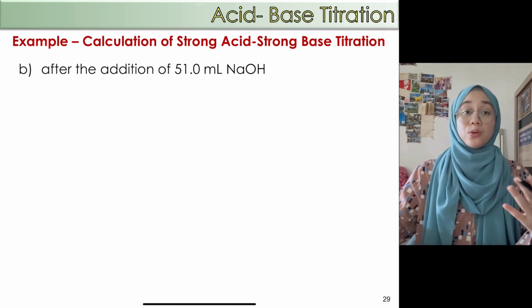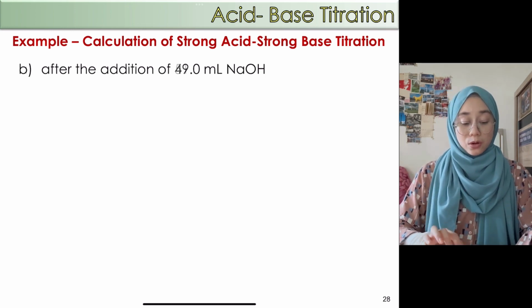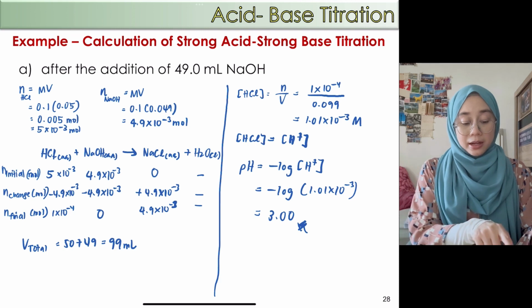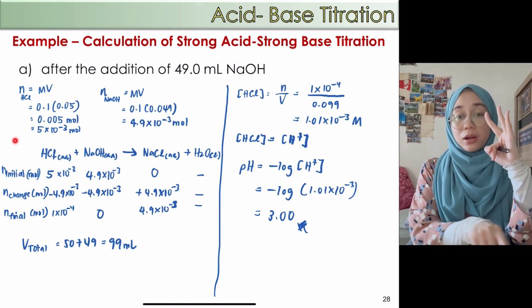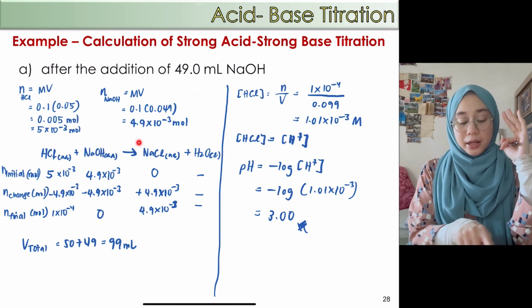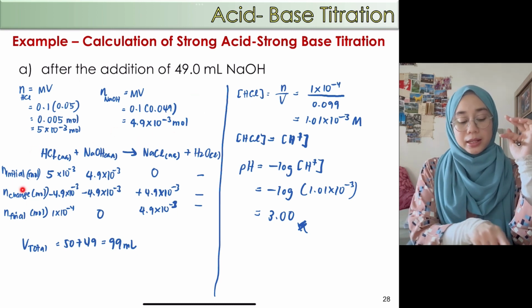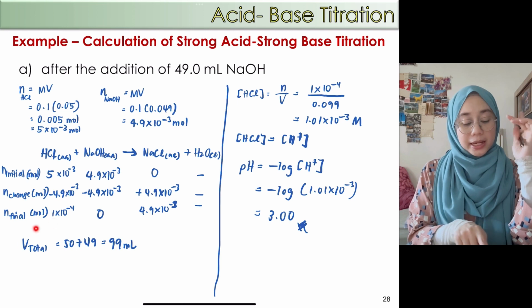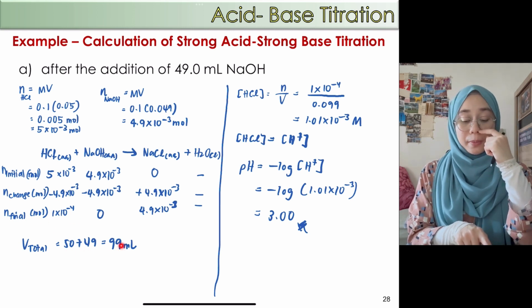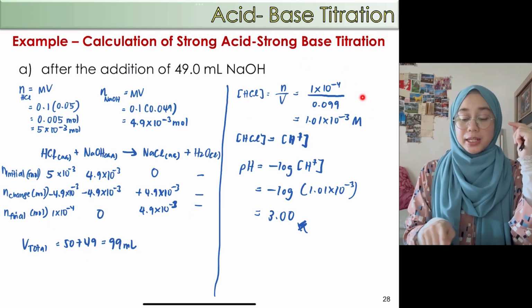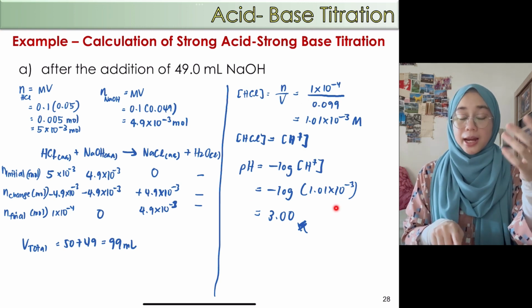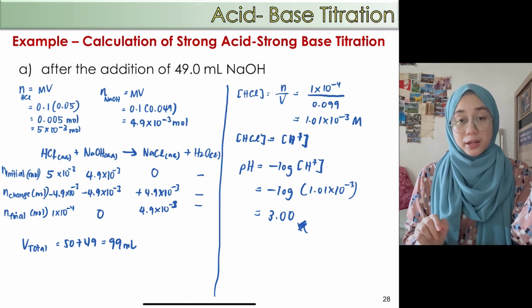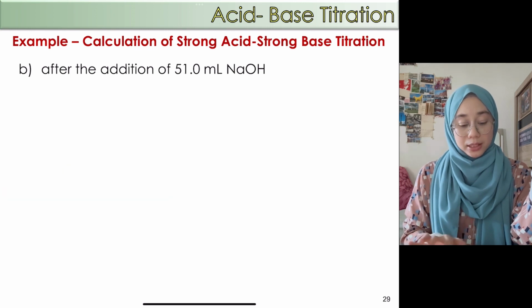Okay, jadi we need to do the same thing lah kelas. So kalau kamu tengok balik kat sini ada 5 step yang involved. First one, kita cari mole initial untuk acid dengan base tu. Second one, kita kena buat ICF table. The third one, kita kena cari total volume yang baru. The fourth one, kita kena cari concentration of HCl, which leads to the concentration of H plus. And last sekali, kita kena cari the pH value. Okay, so next one kat sini.